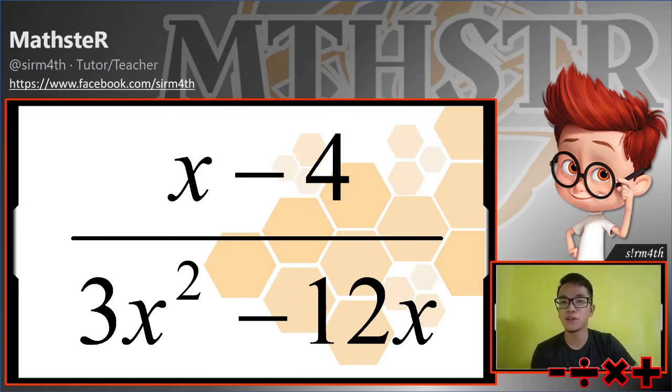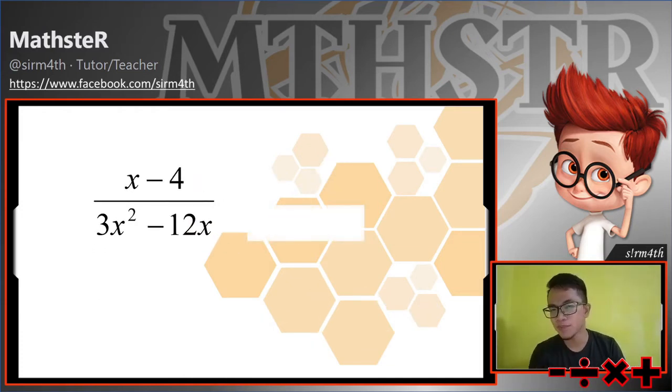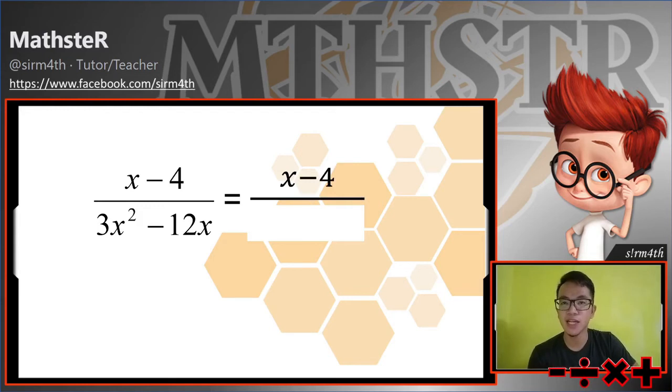X minus 4 over 3x squared minus 12x. So yung first step natin ulit, factor the numerator. Now, since our numerator is already in simplest form, kailangan na lang natin siyang kopyahin. Okay? So, x minus 4, sinulat na lang natin dyan. At yung denominator natin, ang kailangan nating i-factor. Okay? Ano kaya yung magiging common monomial factor nito? Okay, so 3x pala.